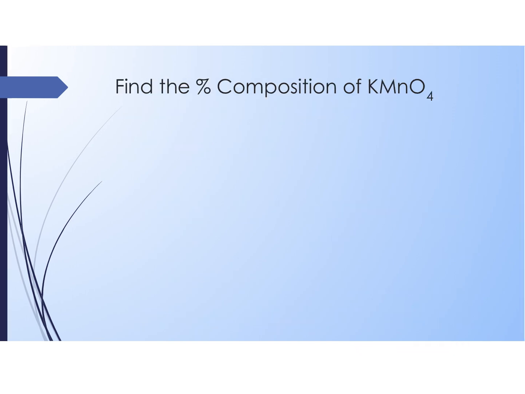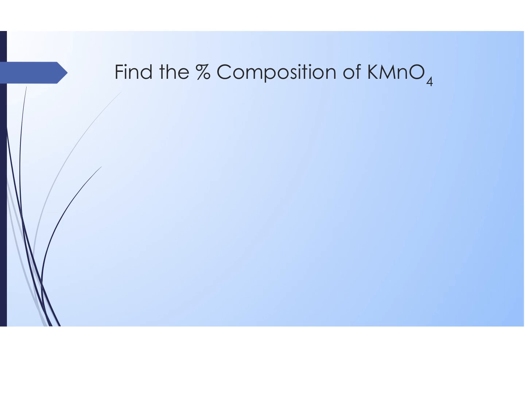Okay, so now we're going to find the percent composition of KMnO4. This one doesn't give you numbers, so what numbers do you use? Okay, periodic table. So the first step is to find the molar mass of the potassium permanganate.